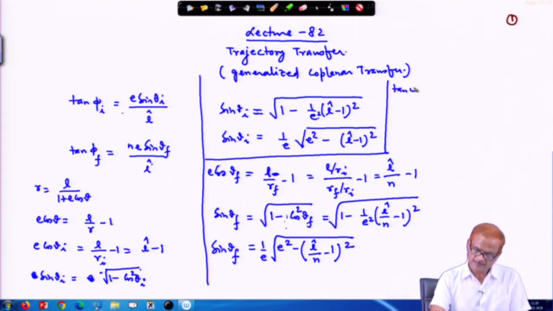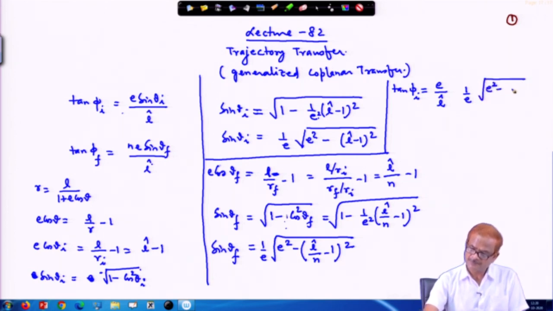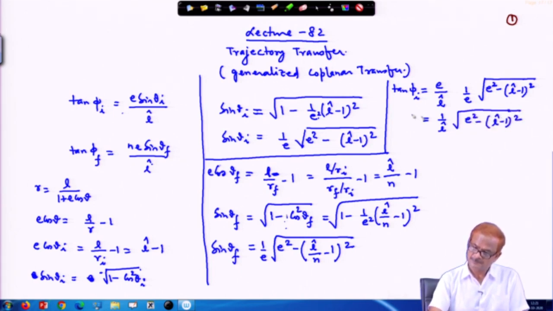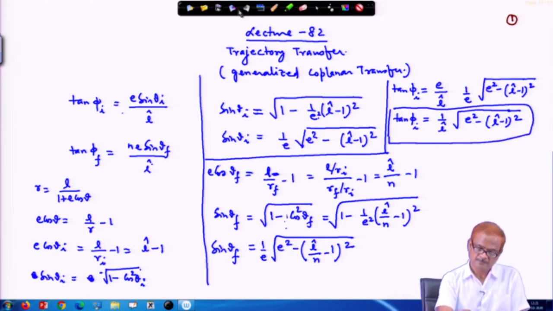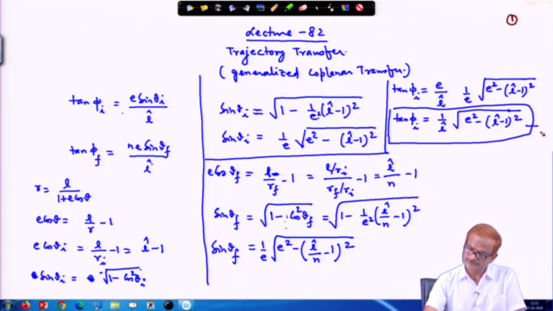Therefore, tan phi I will be equal to E by L cap times sin theta I, which is 1 by E times E square minus L cap minus 1 square, or 1 by L cap times E square minus L cap minus 1 whole square. Let us name this as equation A here.